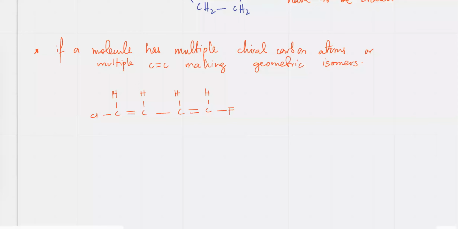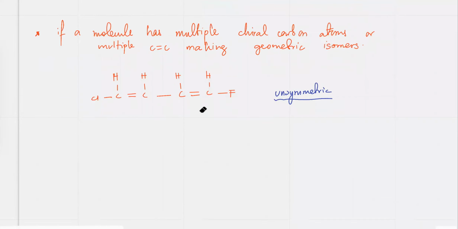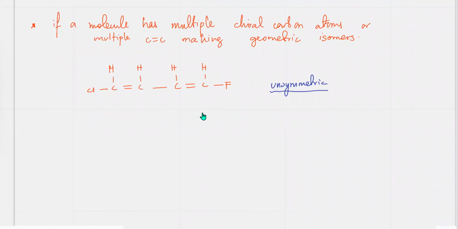Now, this is an unsymmetric molecule. So this one is unsymmetric. What unsymmetric means is that the left and the right side of the molecule are different. I mean, there is no symmetry. You've got a fluorine on this side, you've got a chlorine on that side. So it's an unsymmetric molecule. So just by looking at the molecule, you can figure out that the molecule has no symmetry whatsoever. So we're going to talk about cis and trans isomers in unsymmetric molecules first.